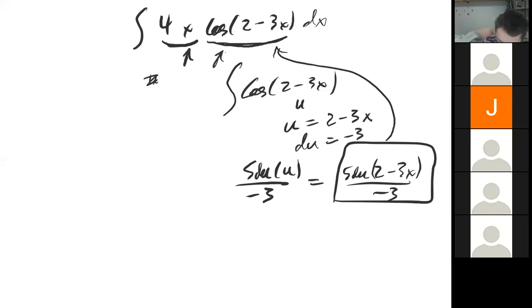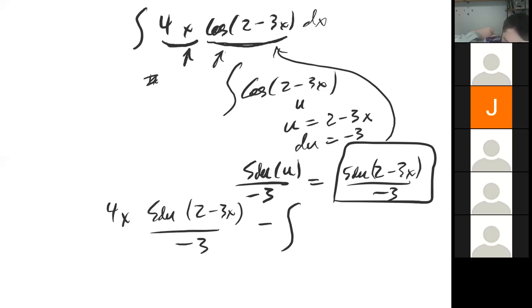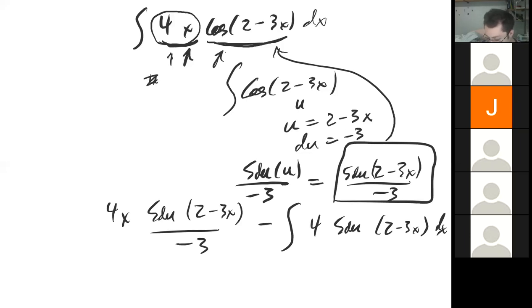So then you end up with 4x sine(2 minus 3x) over minus 3 minus the integral. Now we're dealing with this term. We just take its derivative. We get 4. Oh, and we have a sine now, sine(2 minus 3x) dx. Sorry, I forgot the minus 3 again. So that's great. Now we know how to integrate this thing. It's exactly the same as our previous integral, except now we have a sine instead of a cosine, and we have a different constant out front.